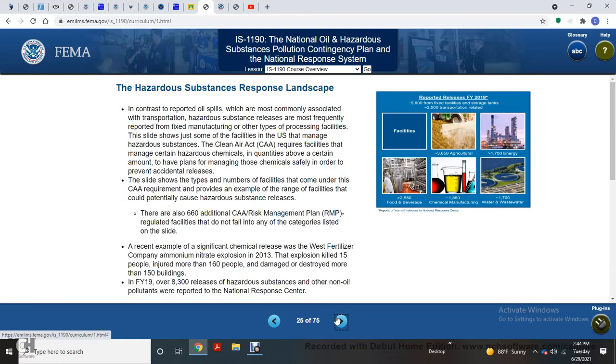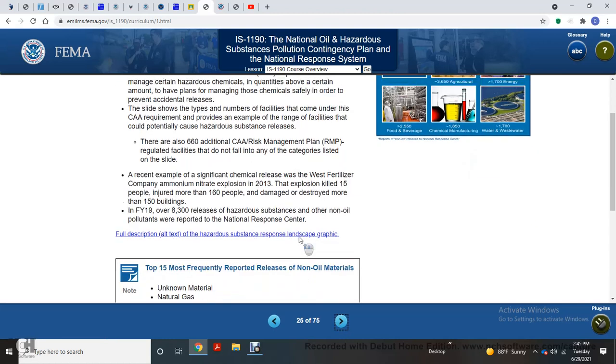Alright, the hazardous substance landscape. Contrary to the reported oil spills, which are most commonly associated with transportation, hazardous substance releases are most frequently reported from fixed manufacturing and other types of facilities. The slideshow shows some of the facilities in the U.S. that manage hazardous substances. The Clean Air Act requires facilities that manage certain hazardous chemicals above certain quantities to have plans for managing chemical safety in order to prevent accidental releases.